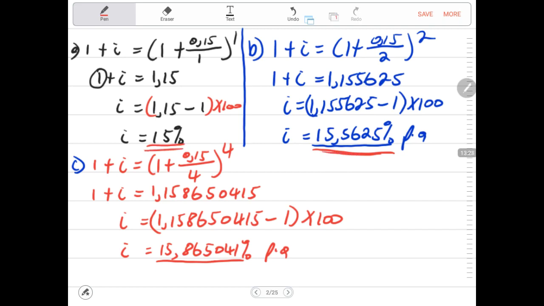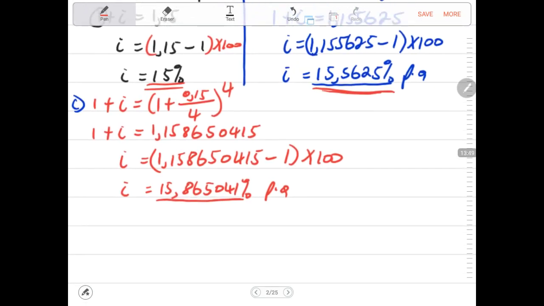We can see that the effective interest rate is increasing as the number of compounds in a year is increasing, meaning the more frequently the interest is compounded, the higher will be the effective rate in comparison with the nominal or the advertised rate of interest.